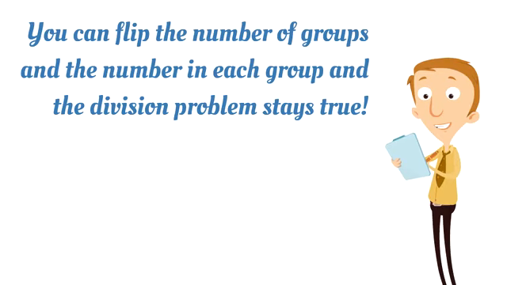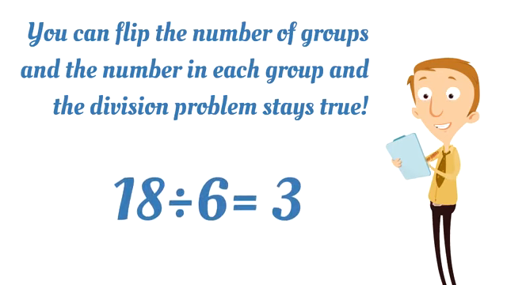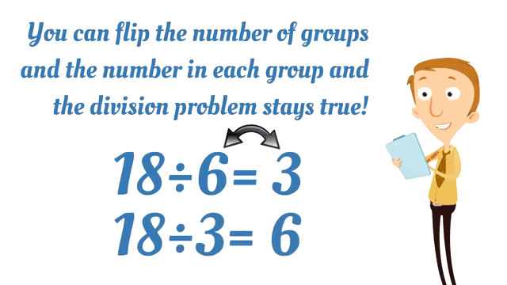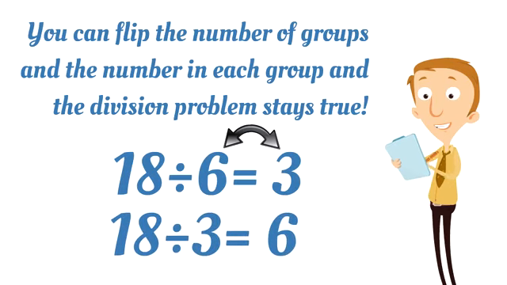Or look at this. 18 divided by 6 equals 3. Remember, we can flip the number of groups and the number in each group, and it still stays true. So we could switch the 6 and the 3 and it stays true. So 18 divided by 3 equals 6. The 6 and the 3 can be flipped. So 18 divided by 6 equals 3, and 18 divided by 3 equals 6. Pretty nifty. Those were some cool facts.